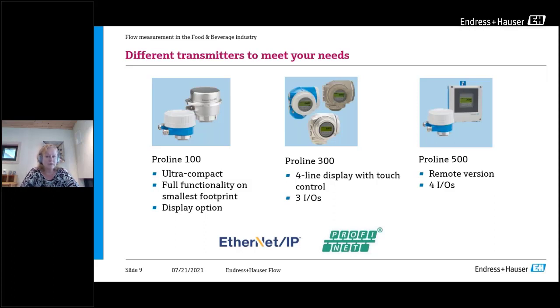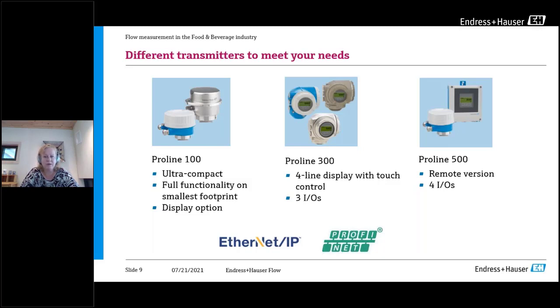Moving to the transmitter, there's a line of transmitters for these sensors. We have the Proline 100, which is the most compact version of the three. It has the smallest footprint and is also available in hygienic housing IP69, and it comes with or without the display option. The Proline 300 is a compact transmitter with a 4-line display and touch control local HMI.